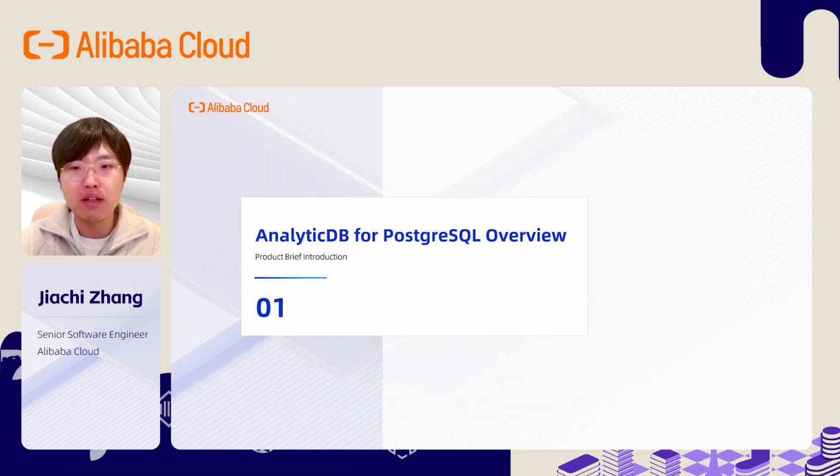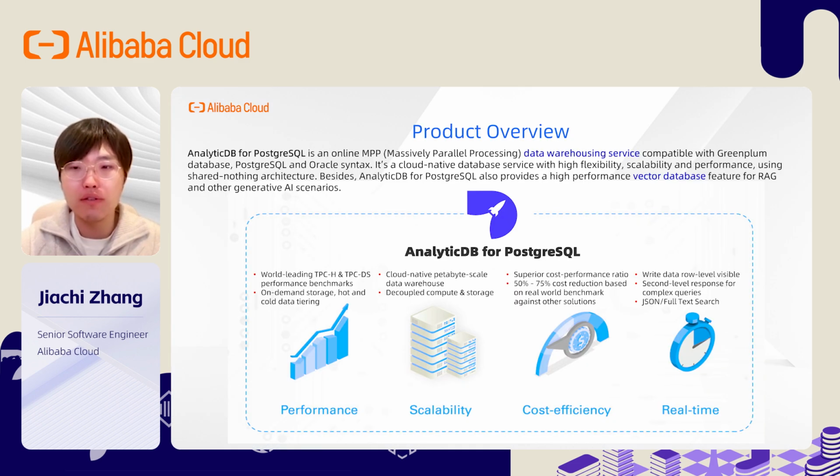Let's start with the basics. What is AnalyticDB for PostgreSQL? Our product is an online massive parallel processing data warehousing service. It's fully compatible with GreenPlum, PostgreSQL, and Oracle syntax. This is a cloud-native database service offering high flexibility, scalability, and high performance. Importantly, it also provides a high-performance vector database feature, which is crucial for modern applications like retrieval augmented generation, or RAG, and other generative AI scenarios.